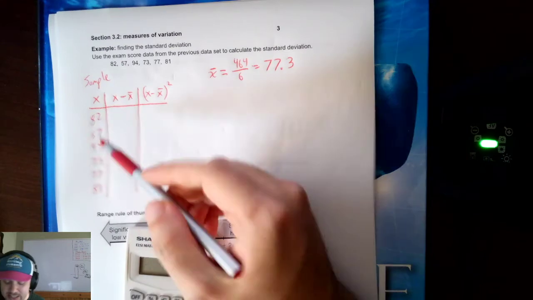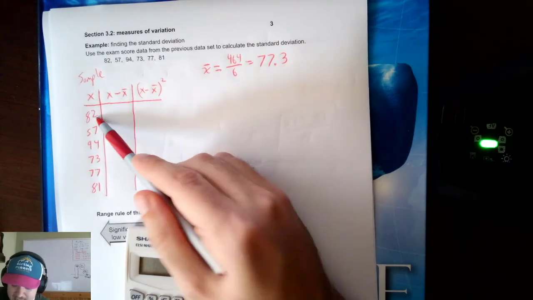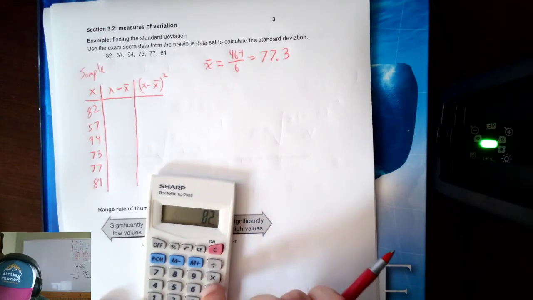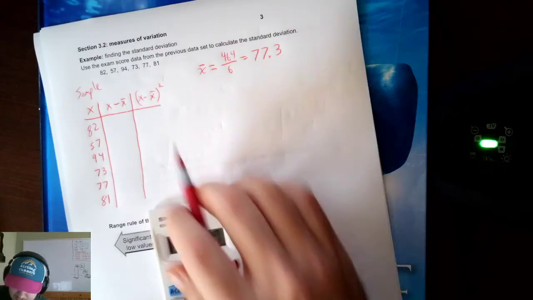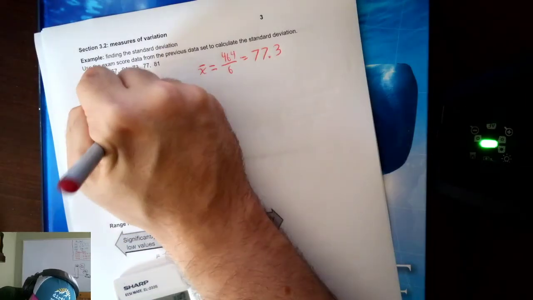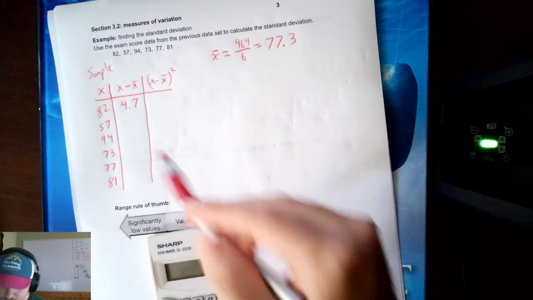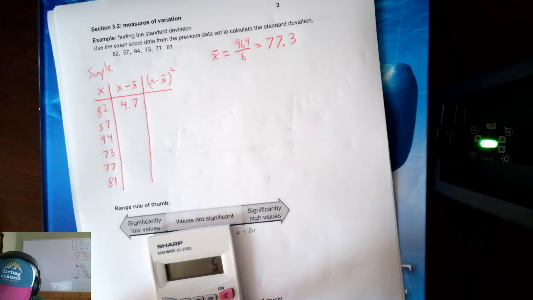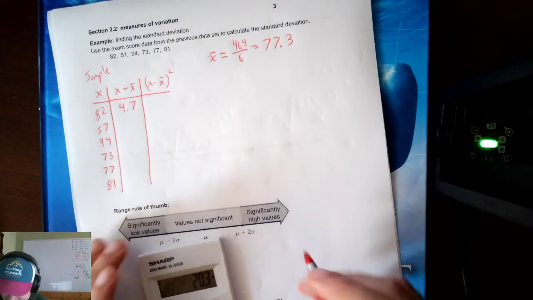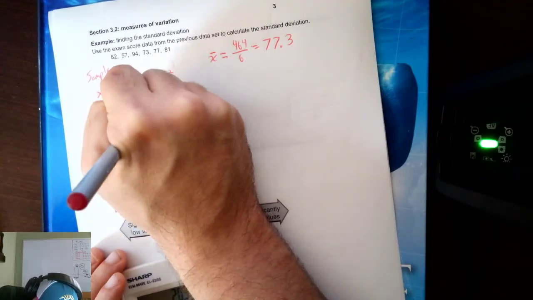Now, to get these numbers, I'm going to take 82, my x, and subtract my average. I'm going to do 82 minus 77.3, and that's going to give me 4.7. So I'll put 4.7 in this box. Now, my next one, I'll do 57 minus 77.3, which gives me negative 20.3.